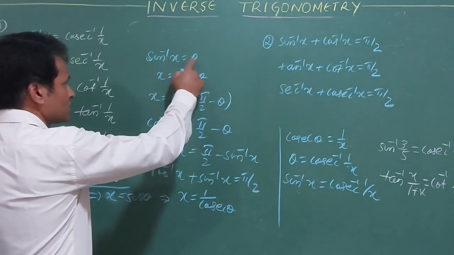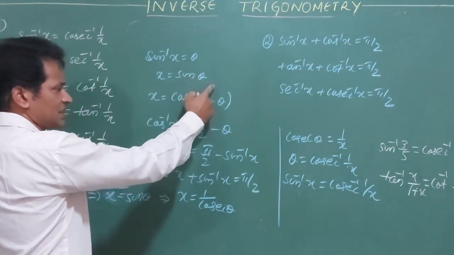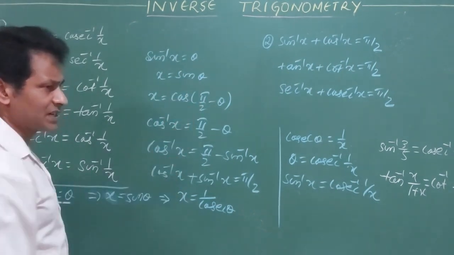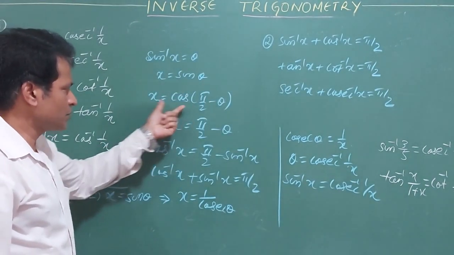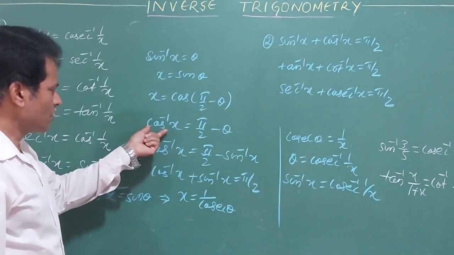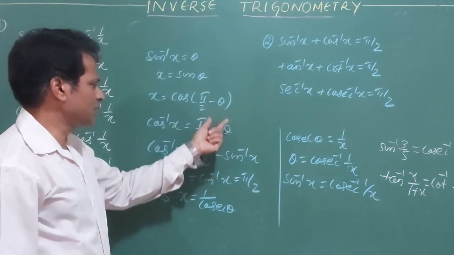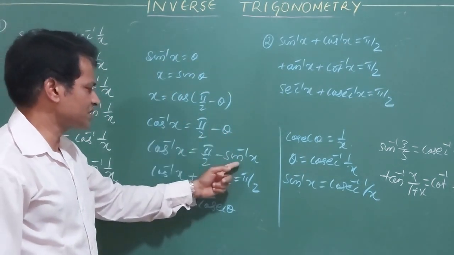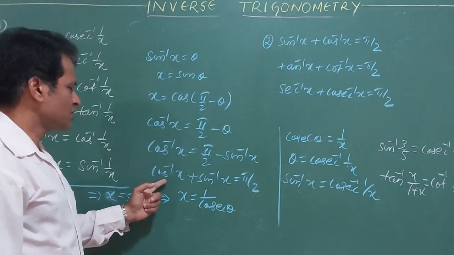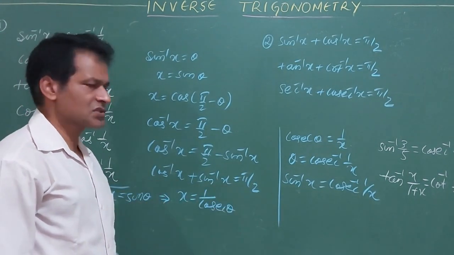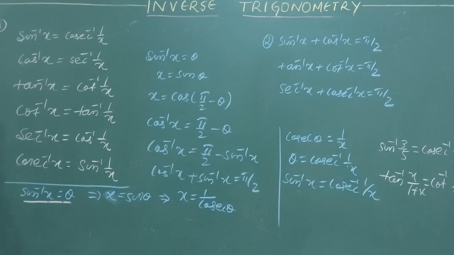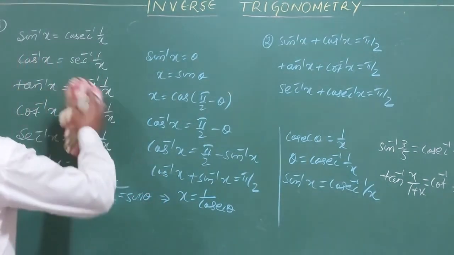Let sin inverse x be equal to theta. Then x is equal to sin theta. Sin theta can be written as cos of pi by 2 minus theta. Then apply cos inverse to both the sides: cos inverse x is equal to pi by 2 minus theta. Then instead of theta, the original value can replace, sin inverse x. Bring sin inverse x to this side. So you get cos inverse x plus sin inverse x is equal to pi by 2. So two sets of formula we got.